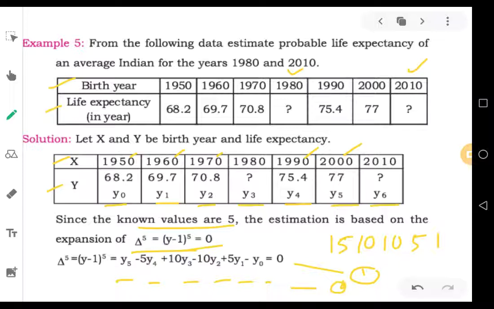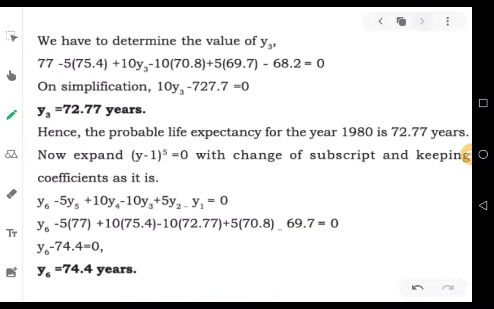Once you get both the equations, start substituting the values. Let us take the first equation for substitution of values. For y5 you have to take 77, y4 is 5 into 75.4, y3 we don't know, therefore take 10y3 only, y2 is 10 into 70.8, y1 is 69.7, that is 5 into that, then the last one y0 is 68.2.